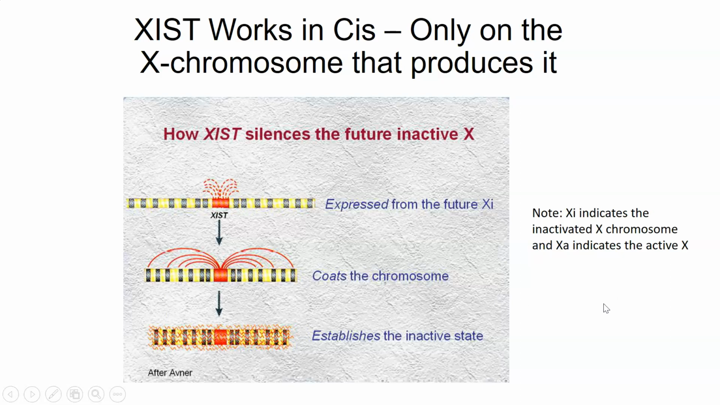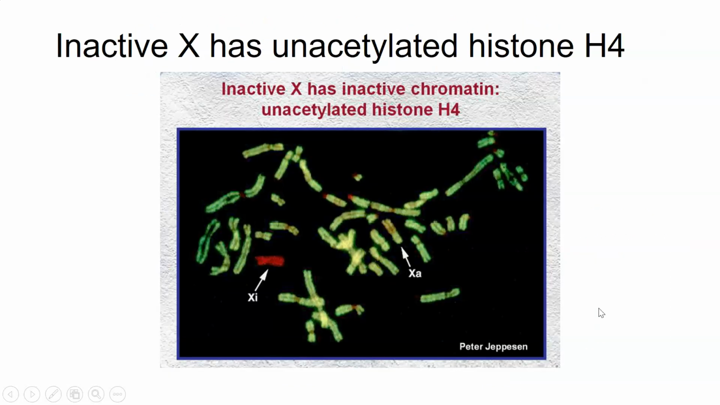The exact mechanism is not known, but what's thought is that this RNA, the XIST RNA, is going to attract enzymes that are going to methylate the DNA and are going to methylate the histone tails. And so that's going to allow the chromosome to form heterochromatin, to pack very tightly and inactivate it.